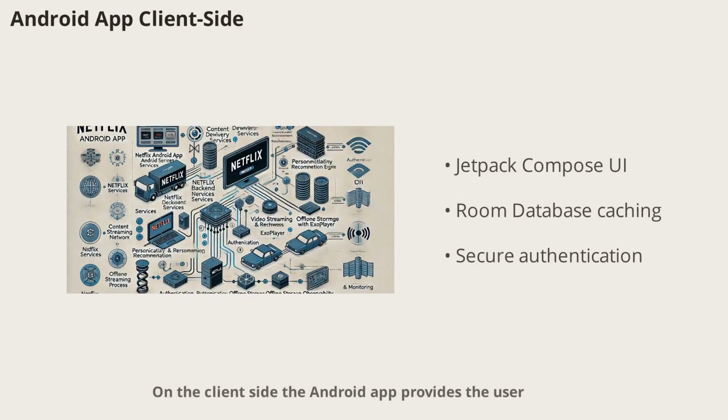On the client side, the Android app provides the user interface and manages local storage for caching. It uses Jetpack Compose for a modern, reactive UI, Room database for local data caching, and Work Manager for background synchronization. Networking is handled by libraries like Retrofit or OkHttp, which support retry logic for reliability. Authentication is managed via Firebase Auth or JWT-based tokens, ensuring secure access. This layered approach keeps the app responsive and efficient, even with intermittent network connectivity.